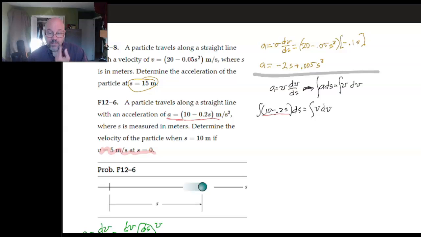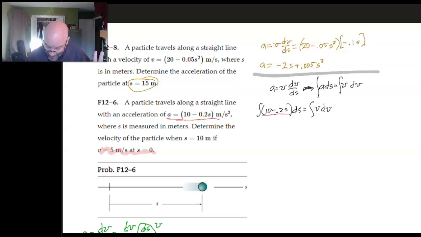Now we have to decide, are we going to go the plus C route, which we've seen before, or are we going to just plug in and see what happens? The way we figure out which is better is to check how my endpoints are given to me. How are the boundary conditions, the initial conditions? It's the same way to say the same thing. And it's given to me as at s equals 0, v is 5.